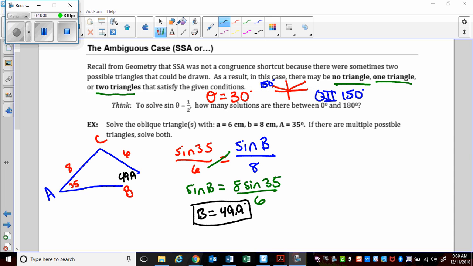If I want to find C now, I can. I know that 49.9 plus 35, and then plus angle C equals 180. I can add these up, subtract it from 180, and I'm going to get that angle C is, I think, 95.1. Check it out.